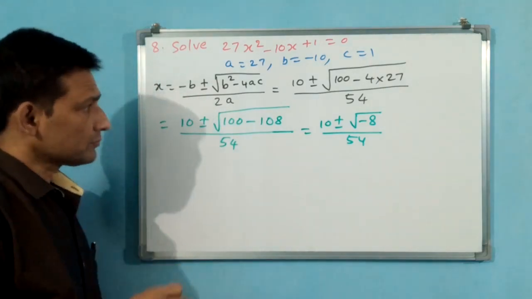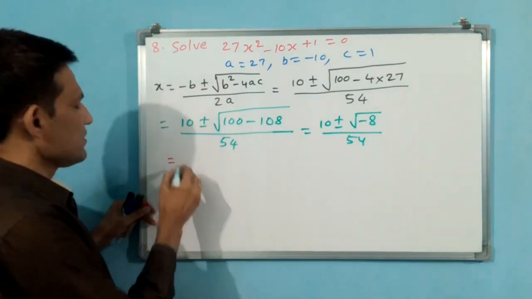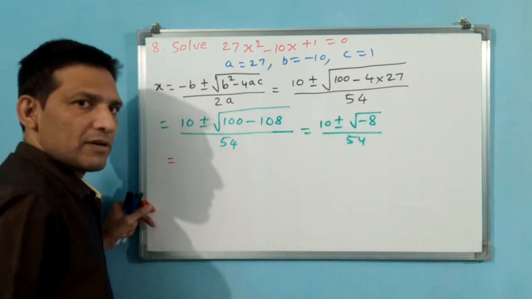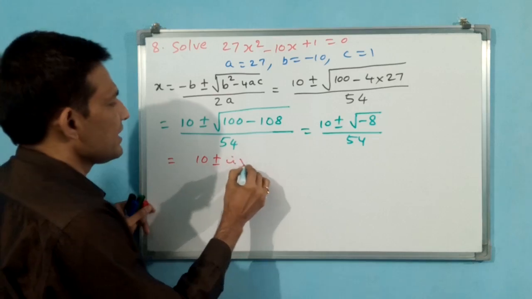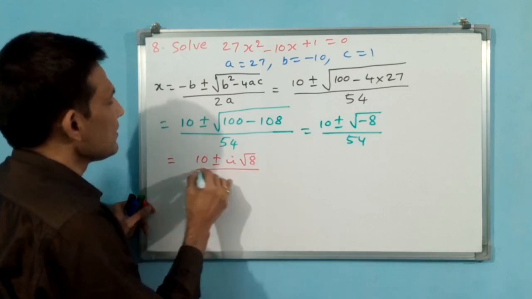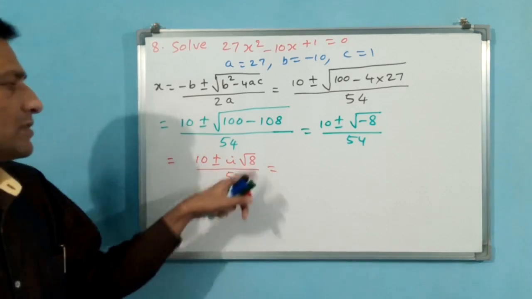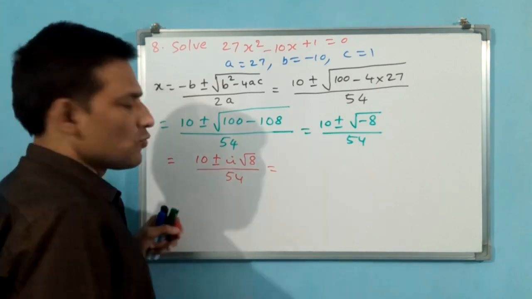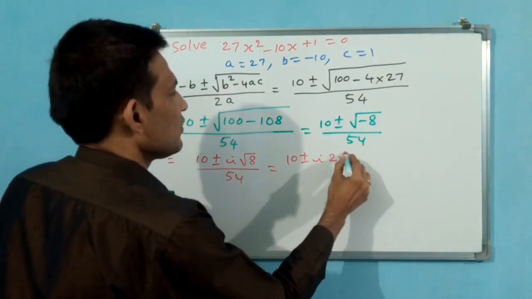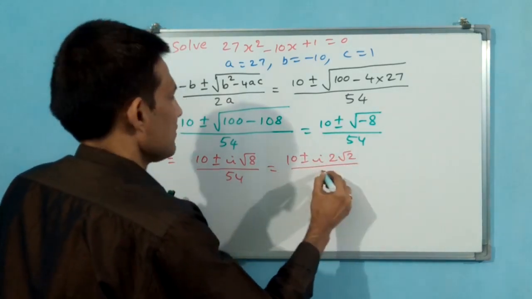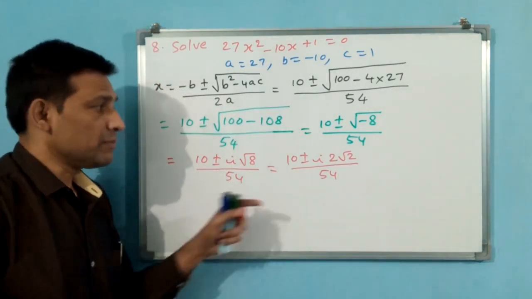Let it be. That is equal to minus 8, we can easily convert it. I root 8. Write down: 10 plus or minus I root 8 by 54. Now this root 8 also I can convert into 2 root 2. Let me convert: 10 plus or minus I 2 root 2 by 54. Is it okay? Okay. This will be the final answer.